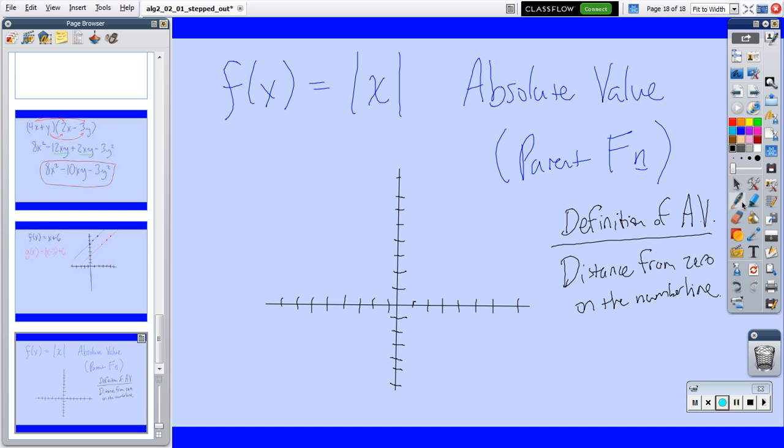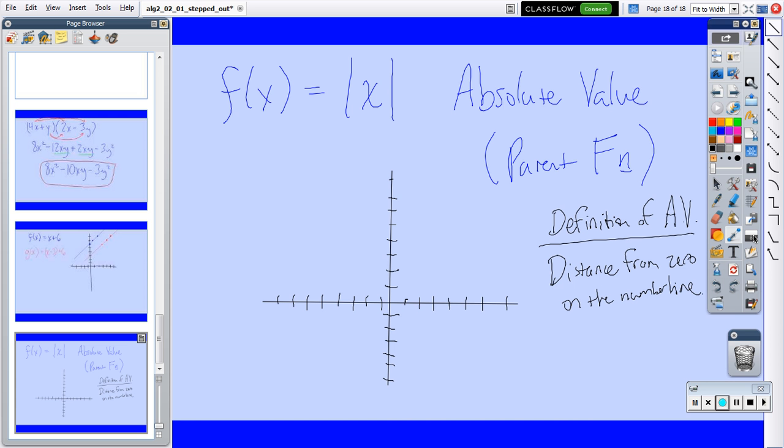So what does this look like? What I'm going to do is use straight lines, because these are going to be straight lines. And let's see if we can do this. Oh, I missed it. Pretty good. That is what absolute value looks like. f of x equals absolute value of x.